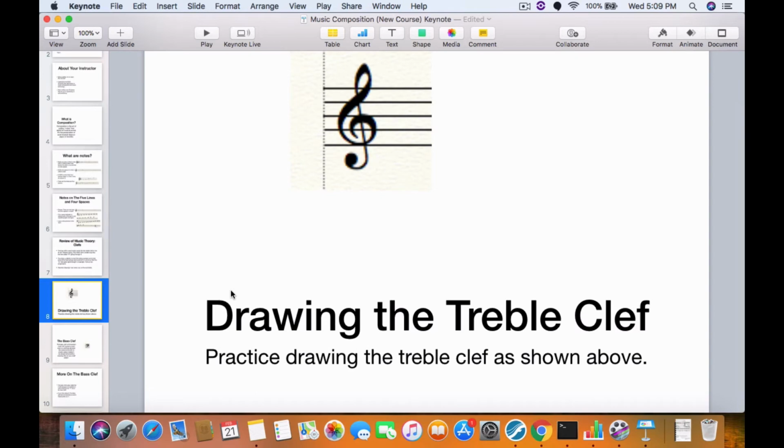Okay, so practice that a few times. I'm going to put this handout in the resources section, and on with the other clefs.